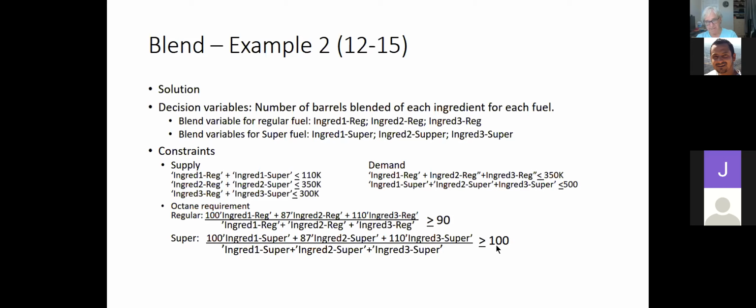This is where I'm going to Excel now and show you what we do in order for Solver to be able to solve it.